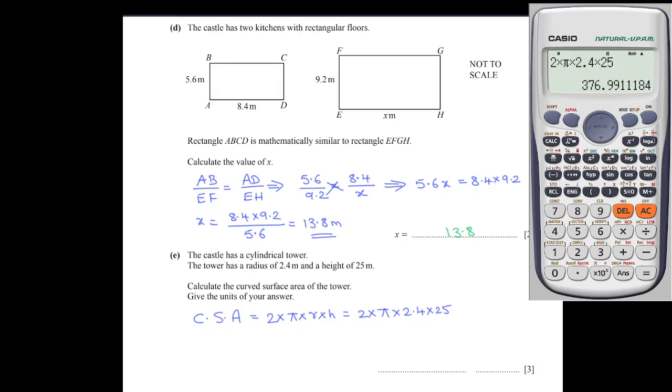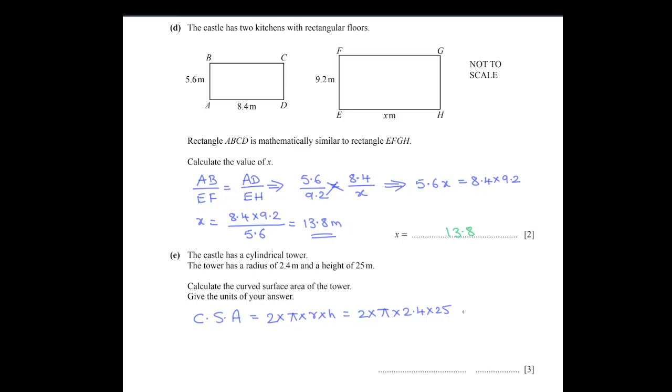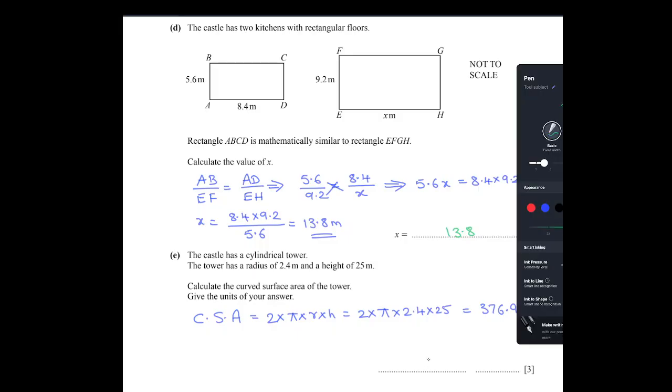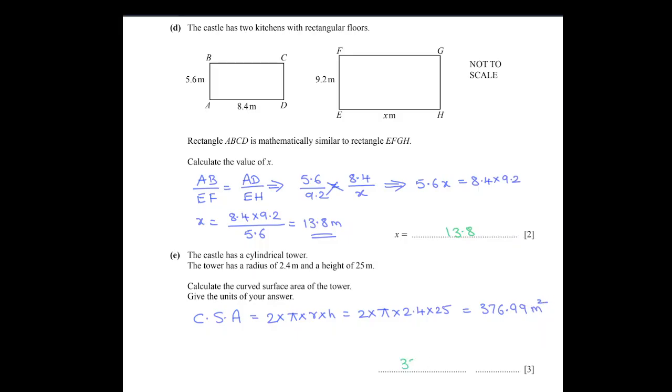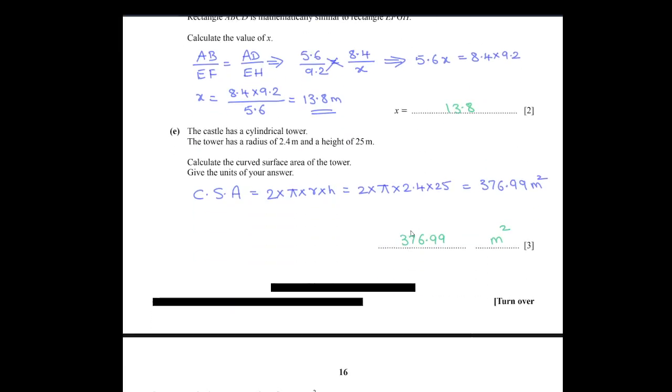376.9911. So we can write it as 376.99 meter square. So write down the answer, 376.99 meter square. This is question E done.